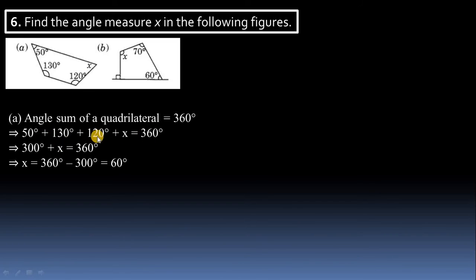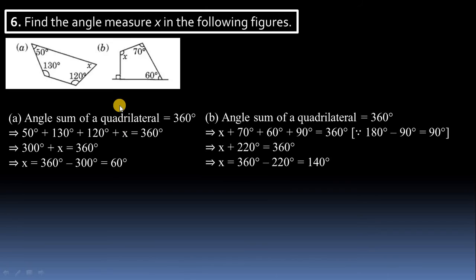So here you do the addition of these: 300 plus x equals 360. So x equals the subtraction, 60. Then in the case of the second one, 70 is given, 60 is given, x is given.